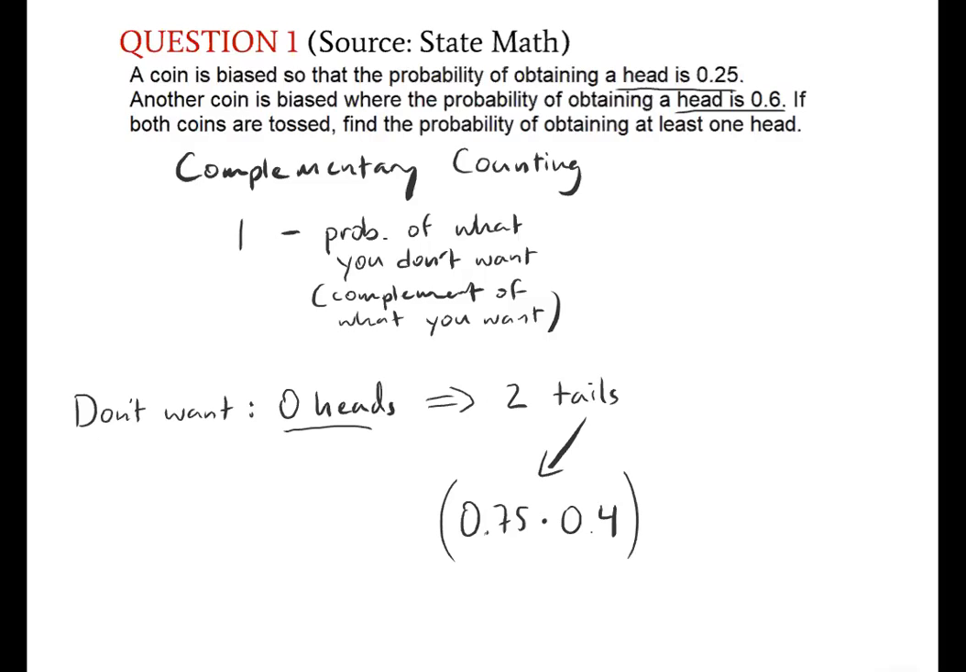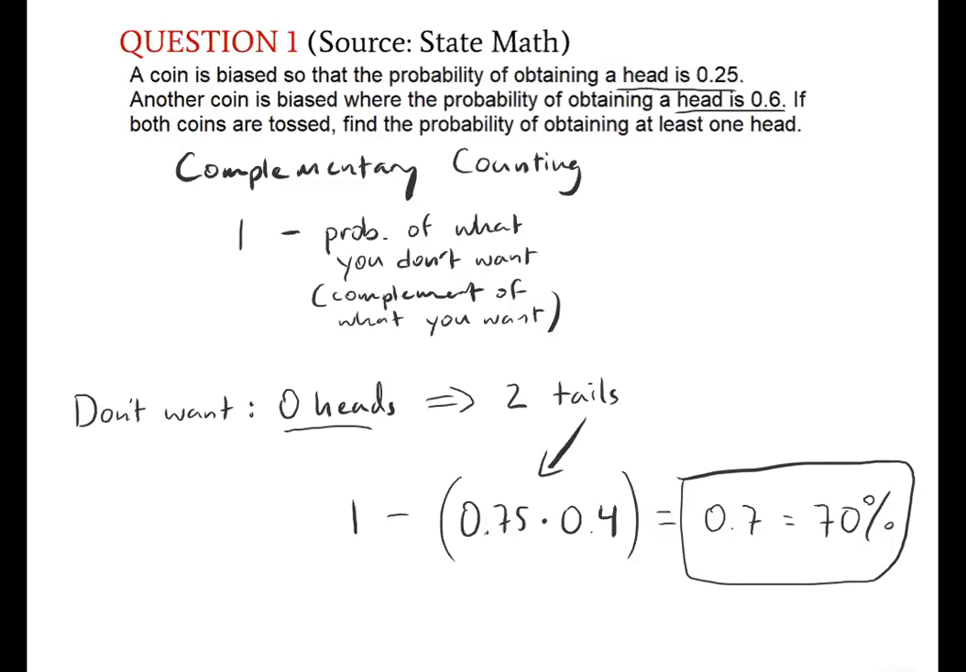So this is the probability of what we don't want. And we subtract that from 1, and we will get 0.7. This is equivalent to 70%. And that is your answer.